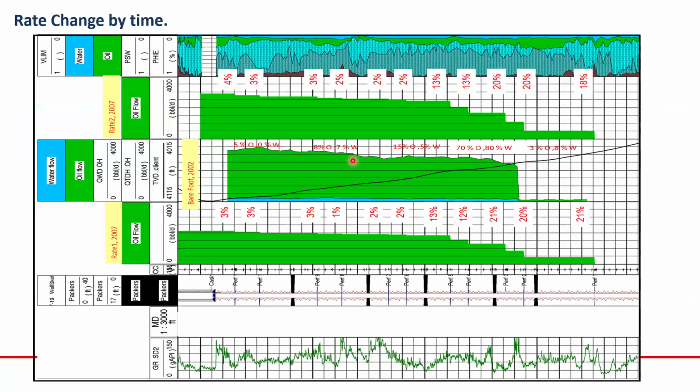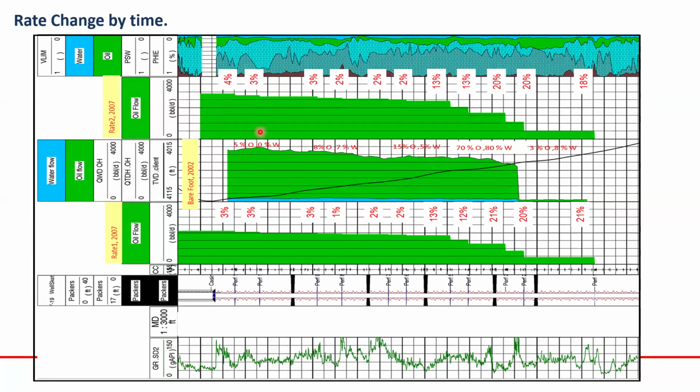This shows the change in rate in a horizontal hole. This one is in 2007, this in 2002, and this one in 2007 with different rate. So in 2002 we have this like in a fractured one, but with the change in rate in 2007, it is a little bit changed. More intervals contribute to the production.